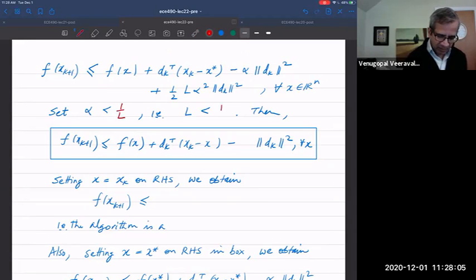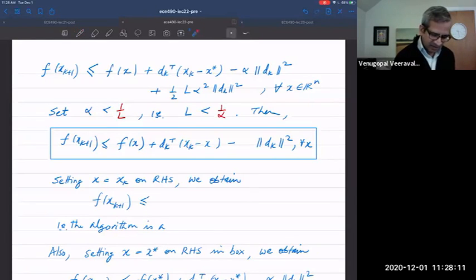As L will be less than 1 over alpha. Then what happens is that this term here, there's an alpha here. I want to match it with this guy here. So if I make alpha less than 1 over L, not 2 over L, as you would in regular gradient descent, you have to make it a little bit smaller. Then this term and this term will combine, right?